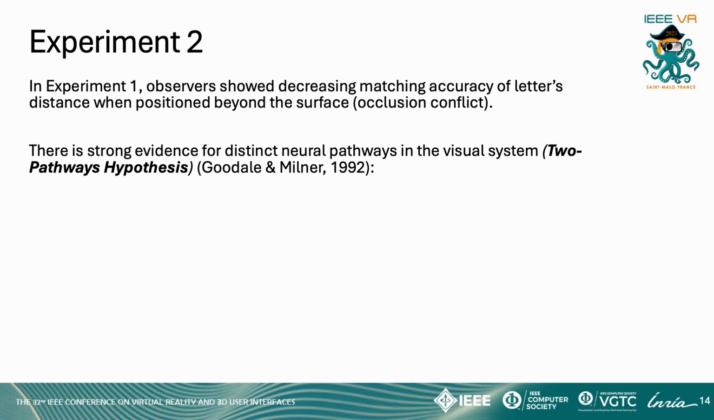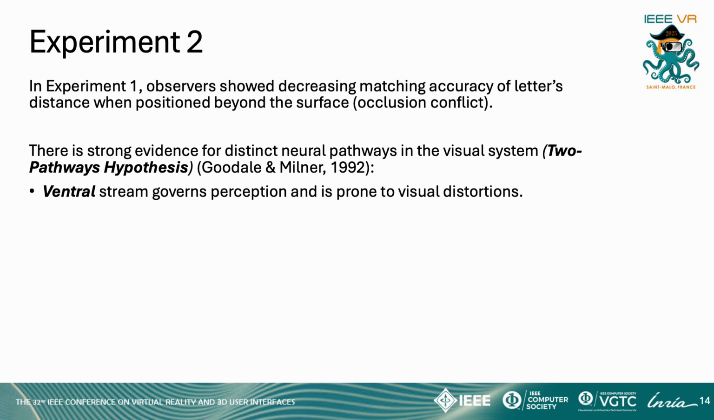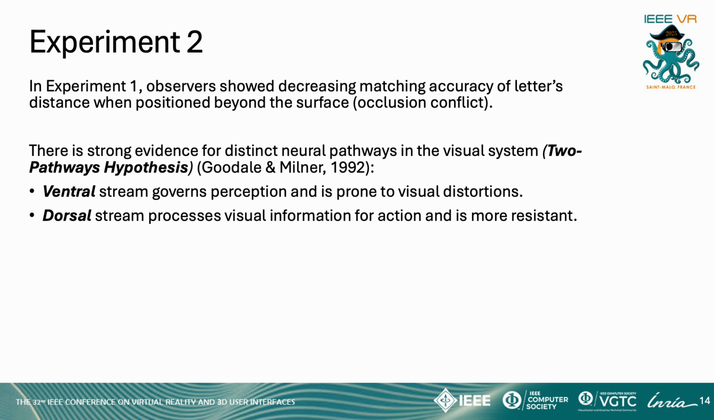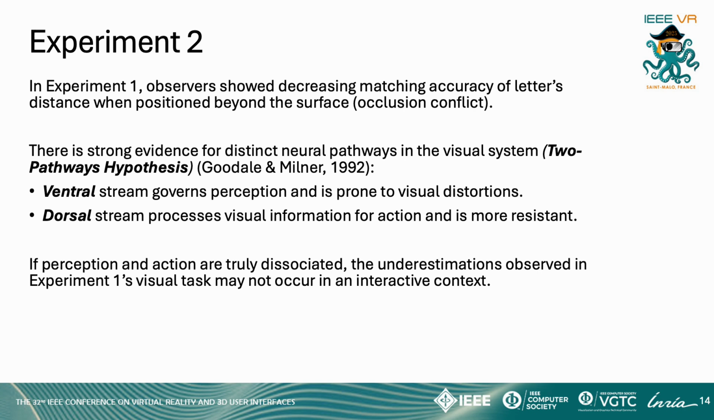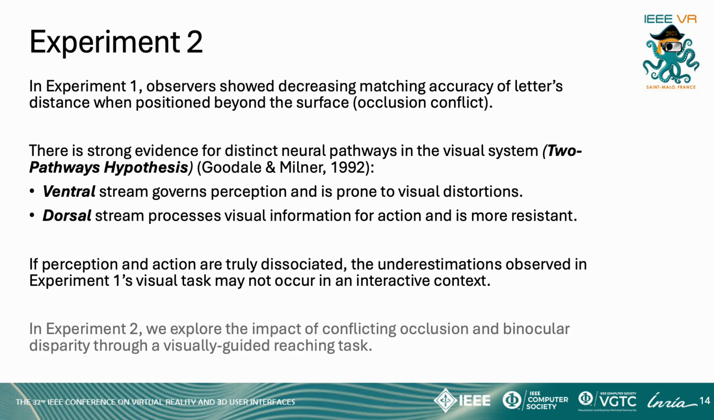There's also strong evidence showing distinct neural pathways in the human visual system, also known as the two pathways hypothesis. According to this hypothesis, the visual system's ventral stream governs perception and is prone to visual distortions such as cue conflicts, while the dorsal stream processes visual information for action and is more resistant to these types of distortions. So if perception and action are truly dissociated, the underestimations observed in experiment 1's visual task may not occur in a more interactive context. Therefore, in a second experiment, we explore the impact of conflicting occlusion and binocular disparity through a visually guided reaching task.